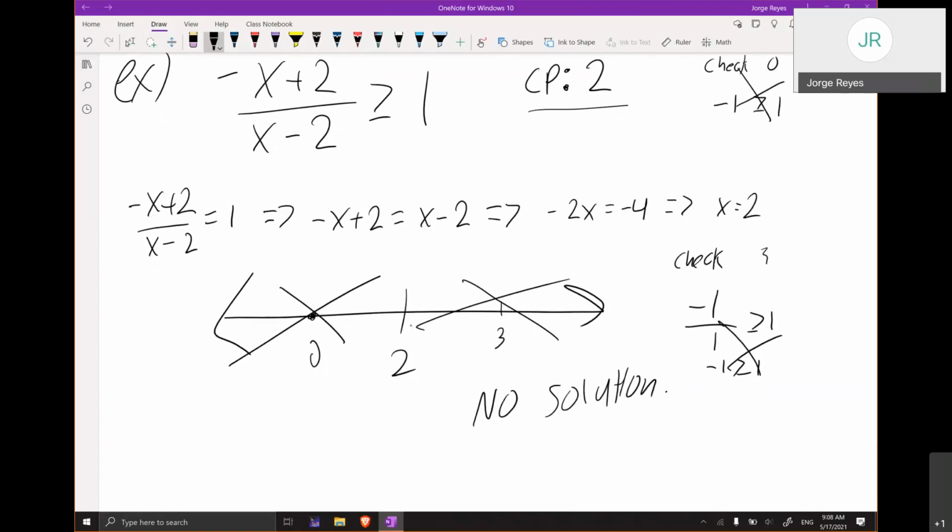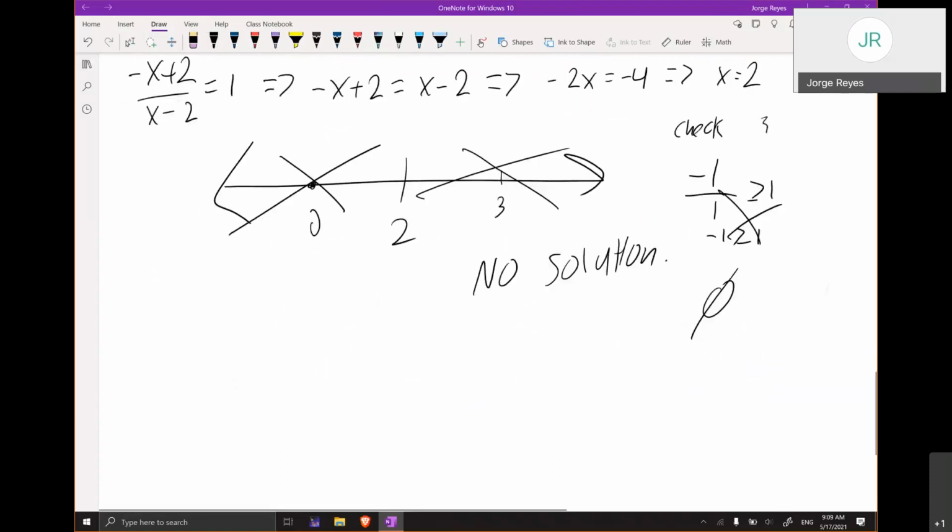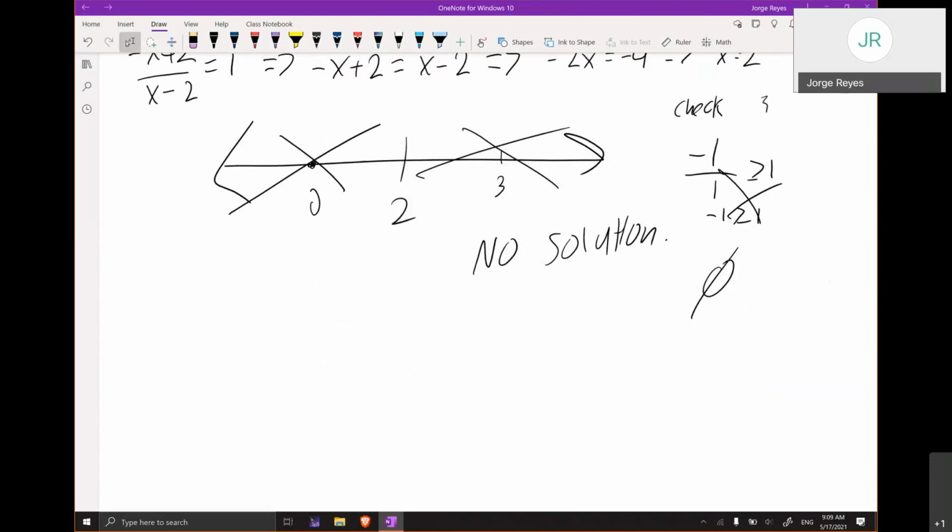Or, if you want to get really technical, the answer is the empty set, which we write like with the 0 with a slash through it. But it's possible that there's no answer. Highly possible. And this is just an example. All right, so moving on.